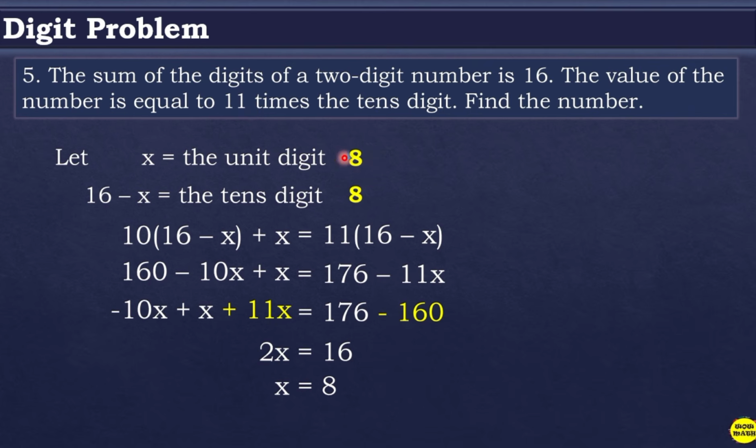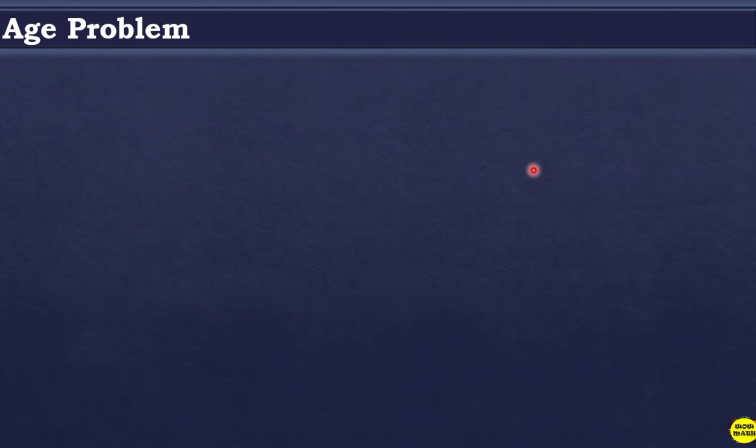Etong dalawa. So, 8 times 11 is 88. So, ayan siya, yung tens digit, 88. So, therefore, the number is 88. So, lahat yan nag-satisfy doon sa given problem natin. So, therefore, the answer is 88. Kasi yung digit mo, yung nakuha mong x, pag tinimes mo daw siya sa 11, 88, yun ang kalalabasan. So, 8 times 11, 88. Pag inadd mo naman daw siya, the result is 16. 8 plus 8, 16.